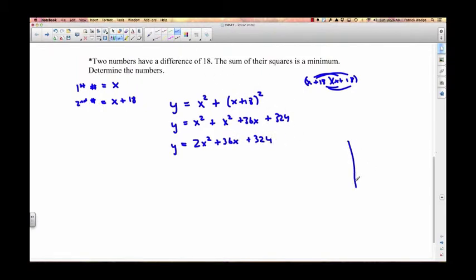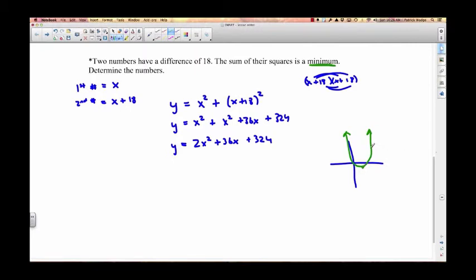Good. So if we were to graph this, we're not going to, but if we were going to graph this, what would a parabola look like? Would it face up or down? Up, because we have a positive a value. So I don't know what it looks like, but the parabola would face up. In other words, you have a minimum value, and that's great. That's what we're looking for here. We're looking for a minimum. So once we find that vertex right there, we'll have our answer.